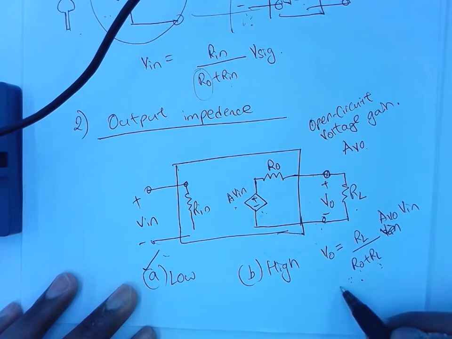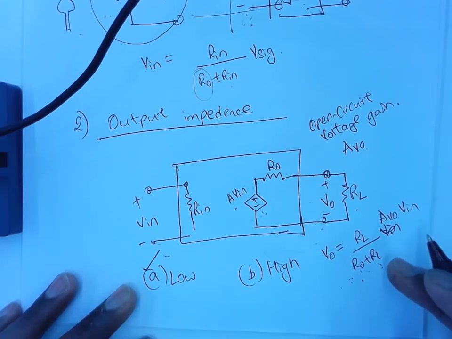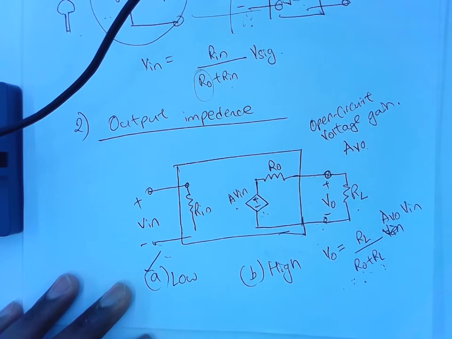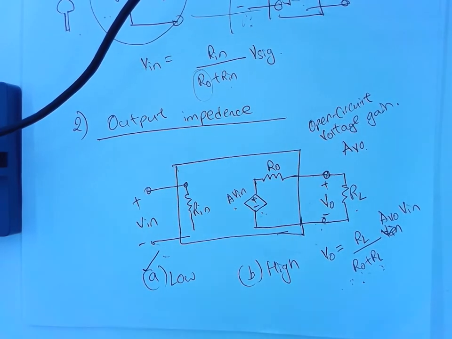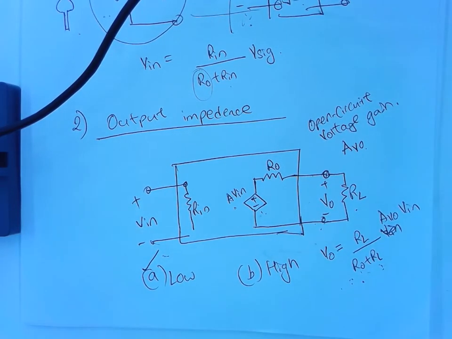So if RL is small, that means it's a very high load. If you have a high power device, its resistance will be very small because it will try to draw a lot of power, a lot of current. So if you have a very high load, you will need an amplifier which has a very low output impedance. Usually you'll have many different classes of amplifiers. Some are called power amplifiers, and power amplifiers will have much less output resistance than regular voltage amplifiers.